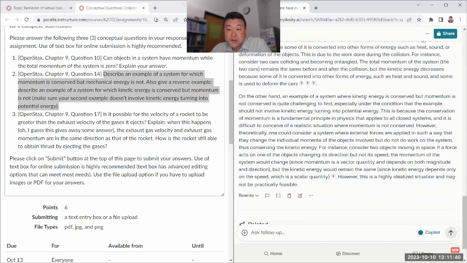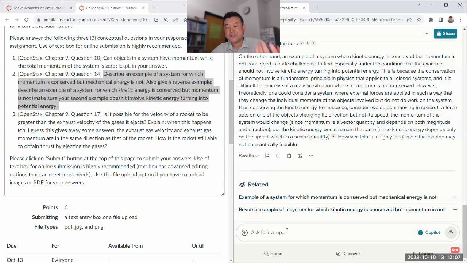Okay. So really what you would need is where your system is defined in such a way that you have an interaction with an object outside your system. Yeah, a system where external forces are applied. So that's one. It's not that difficult. So let me ask it.